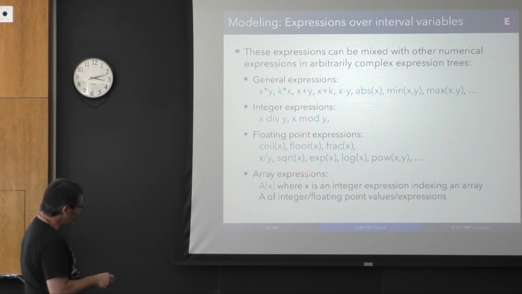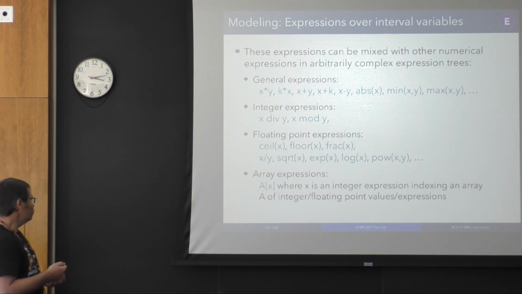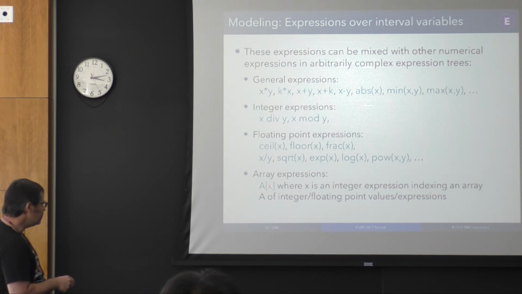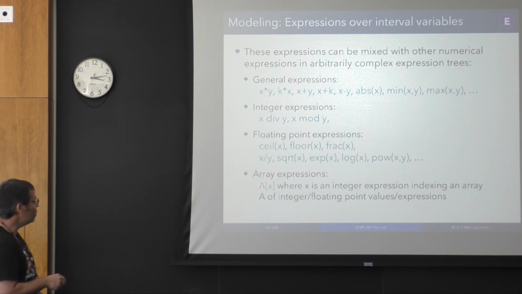Another important thing is what we call array expressions in CP. For instance, A is an array of integers or floating point numbers, or it can even be an array of decision variables, and it's indexed by x, which is also an integer expression. It will return the value of the variable or the constant of A at the index x.